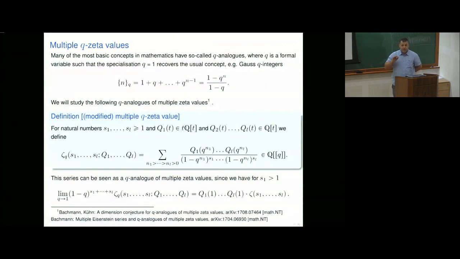Now, multiple q-zeta values come from the idea that once you have some nice objects in natural numbers, you'd like to deform these numbers by a formal parameter q. The rule is that as soon as q goes to 1, you should get back your identity for natural numbers. This occurred first in the work of Gauss on binomial coefficients, and he introduced the Gauss q-integer, which is 1 plus q plus up to q to the n minus 1. Obviously, if q goes to 1, you have n summands, and this gives you n.